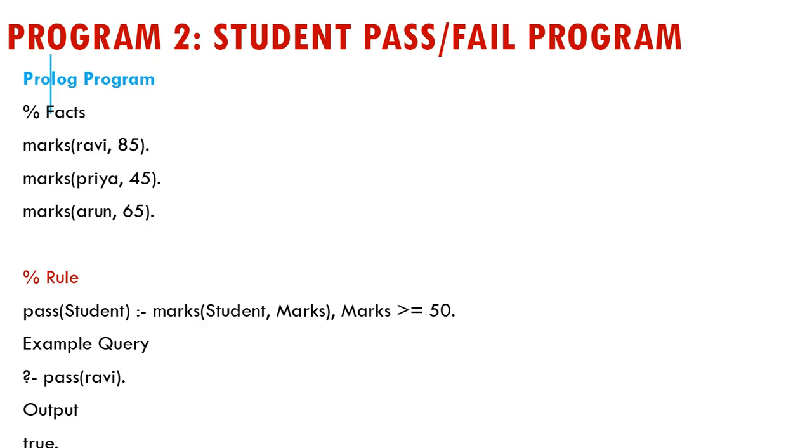If we ask for Ravi, he has scored 85, which is greater than 50. So the output is true. If we ask for Priya, the result will be false because she scored only 45. This example shows how Prolog can be used for simple decision-making problems. In this way, we can define the rule. So based on the rule and the fact, the query will be answered.